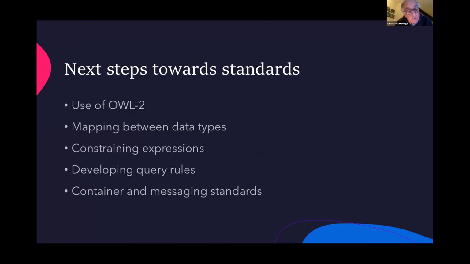We have said all morning that you need mapping between different data types. There have been at least hints that constraining expressions to get to the core of a value set, or to a group of codes that we can compare to the codes in an electronic health record, is required. I think the yellow brick road showed how important having query rules and ways of doing that is. And we've talked a lot about FHIR and how the container and messaging standards help us to message that around the place.